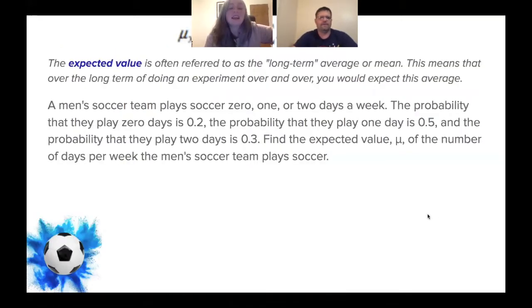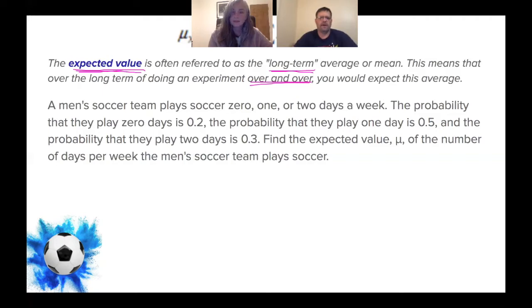Okay, so here's the thing: the expected value is often referred to as the long-term average, or the mean. Remember me shooting 3 free throws, that long 100, 200, 1,000? That long-term average, we call that expected value. This means that over the long term of doing an experiment over and over, you would expect to see this average. So maybe not the first time, maybe not even the first 10 times, but maybe after 30 times.